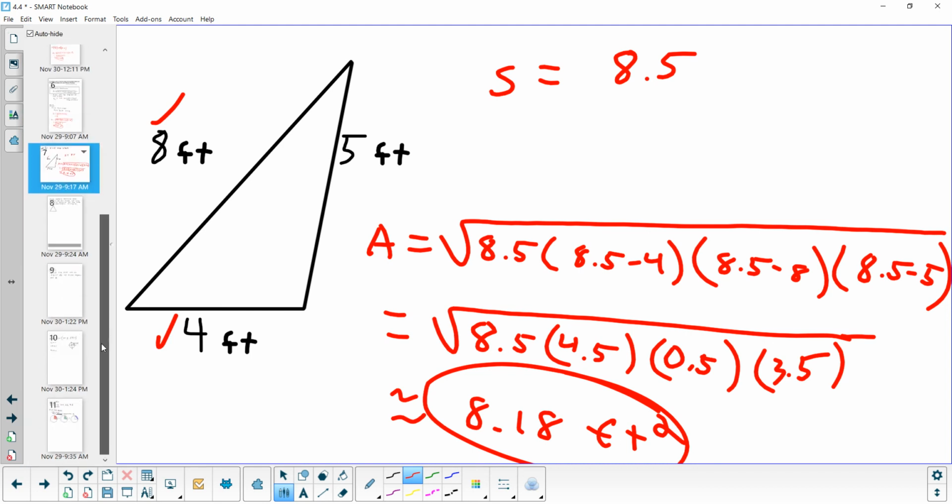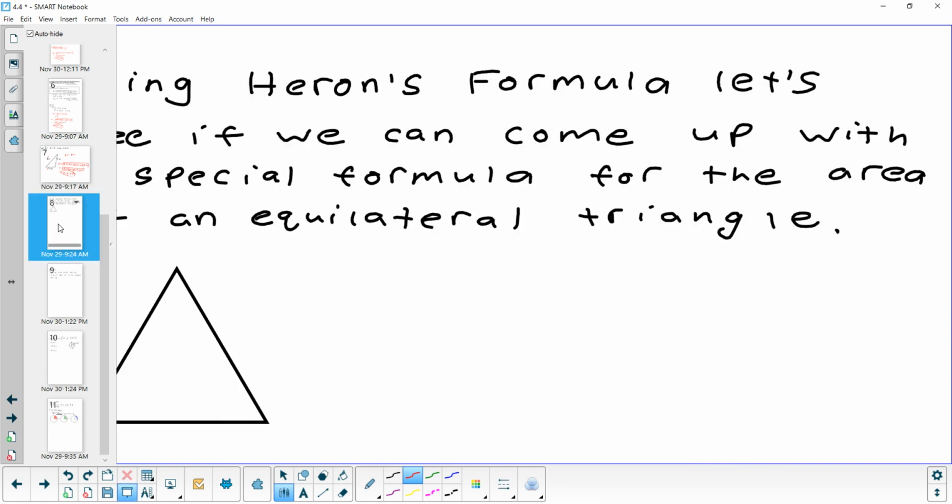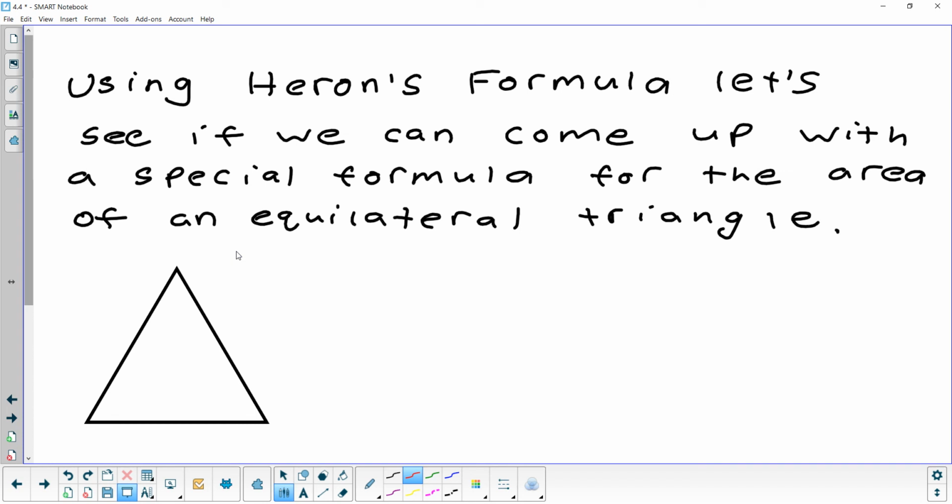All right, this will be the last thing we look at. There are all kinds of special triangles. We have isosceles triangles, equilateral triangles. Let's see if we can use Heron's formula to come up with an equation that is special for an equilateral triangle. Since all the sides are the same, we can probably come up with a special formula just for this type of triangle. That's even simpler than Heron's formula.